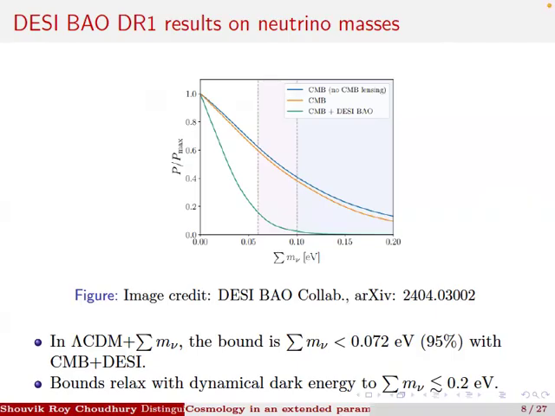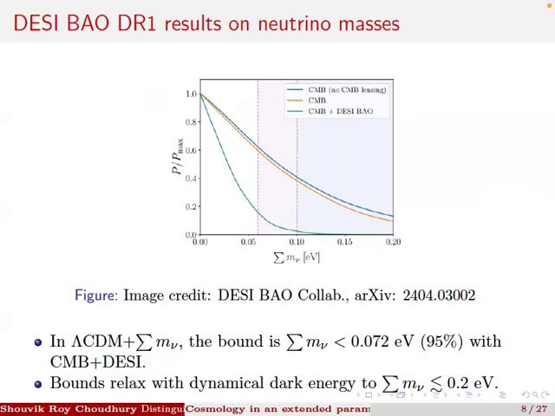So why is it problematic? Because we do not have any detection. We basically only have an upper bound, and if you extend this posterior distribution to negative values, then you see that it will actually peak at a negative value. So cosmological data sort of suggests that the neutrino mass should be negative.